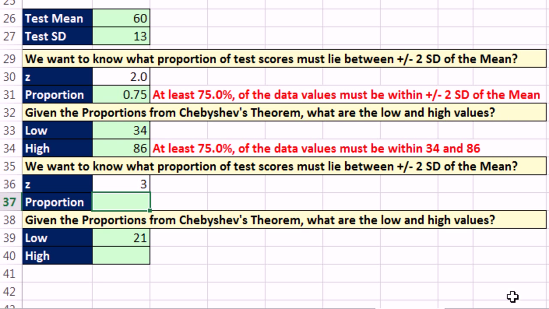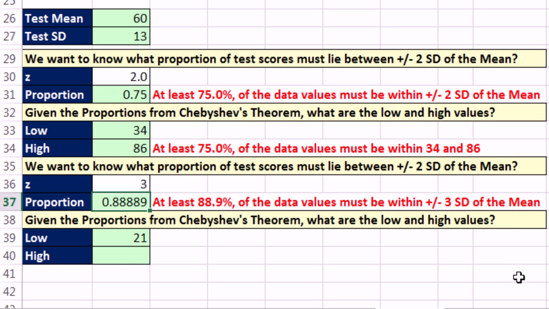Now let's try it for 3 standard deviations. Equals 1 minus 1 divided by our 3 standard deviations, caret 2. Control Enter. Awesome. Now we have 88.9%. Now we can calculate our low and high. Equals, hey, we got our 60. That's the mean. Subtract 3 standard deviations times the amount of standard deviation. Enter. So 21 will be our low end.